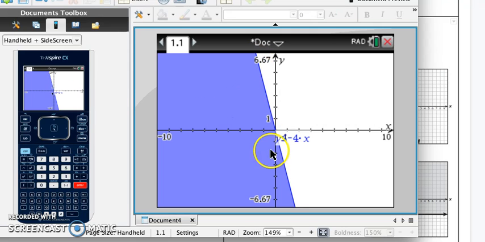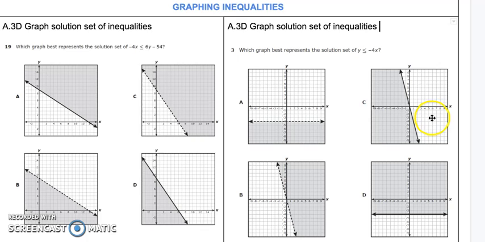And there's my graph. Everything is shaded below over here, and my graph matches option C. So that should be my answer. So again, when you go to the graph, type in delete, and we're looking at relation, and that way you can type any equation you want. You will have to do Control equal sign to pull up those inequalities.